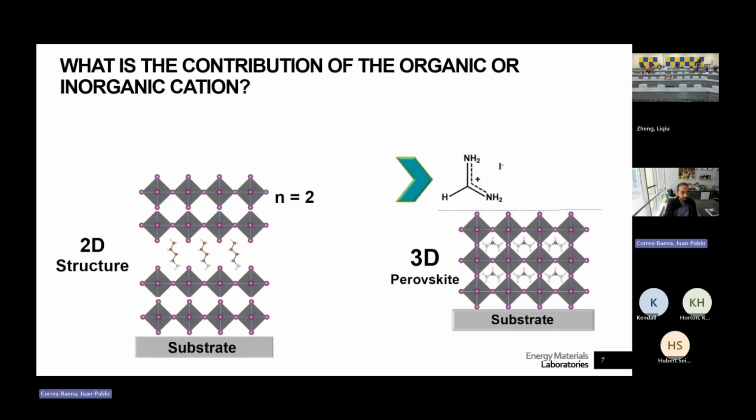We can do some other fun things, like, for example, having two sheets. This is one sheet and two sheets. They have corner sharing pretty much in all directions until they're separated by this large organic. So the organic serves as a spacer in between the different sheets. And this is what we call an n equals 2 structure, where we have two of the sheets one on top of the other, and then separated by these large organics. So these are 2D structures. We can make them with these types of materials.